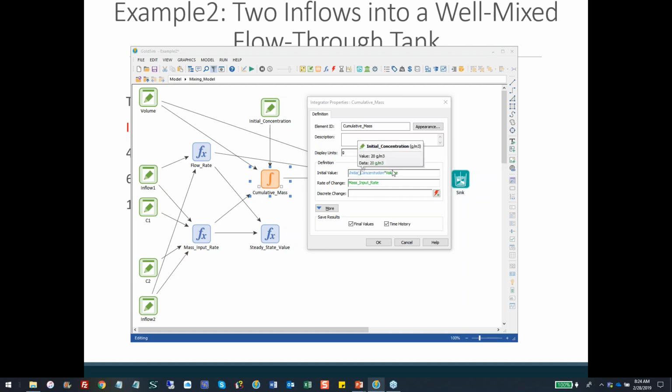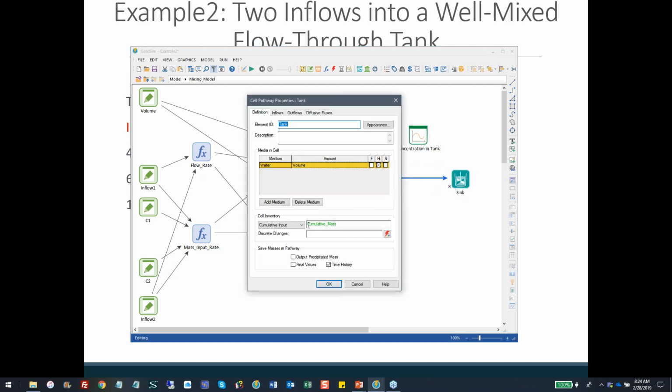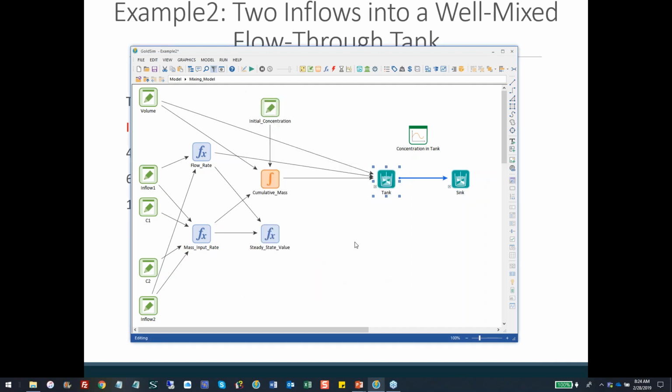Initial concentration times volume. And then I'm going to add mass at this rate, 52 grams per day. I integrate that, and that becomes the input for GoldSim. It basically says, I'm going to have a cumulative input into this mixing cell. This gives me the ability to specify both an initial mass and a mass rate in. That's all we've done differently. Everything else is the same.